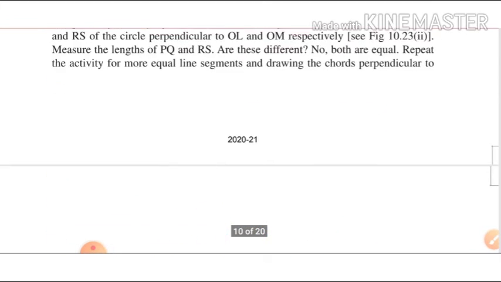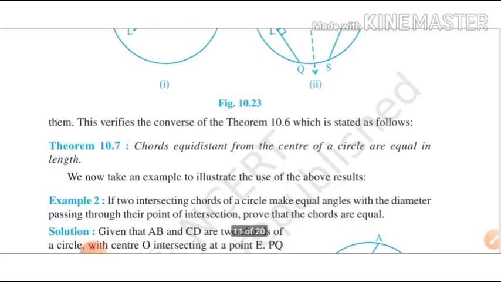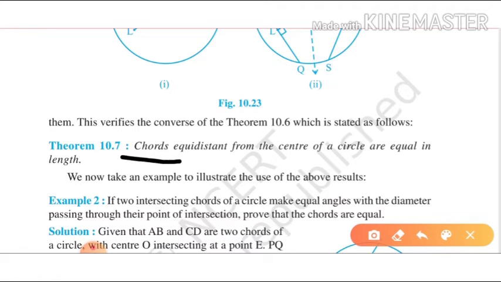You have to prove it also in the other one. You see, it is the converse of the theorem. That means the chords which are equidistant from the center of a circle are equal in length. This is the opposite or converse of theorem 10.6. That means if you draw chords which are equidistant from the center of the circle, then they are equal in length. That means the chords are equal.